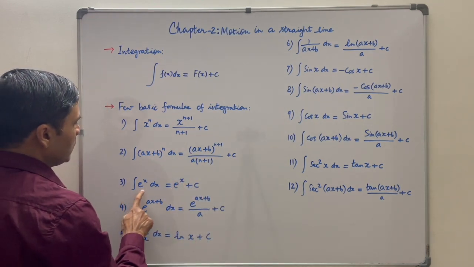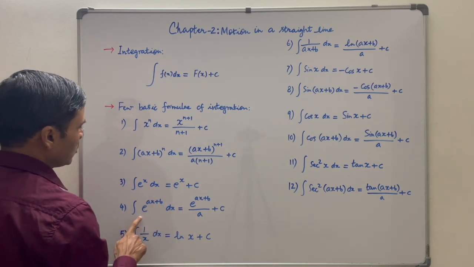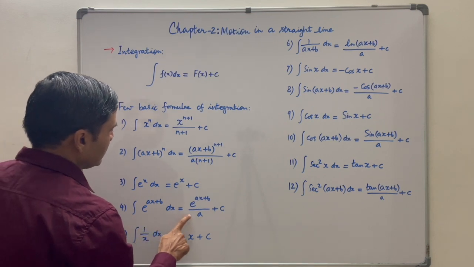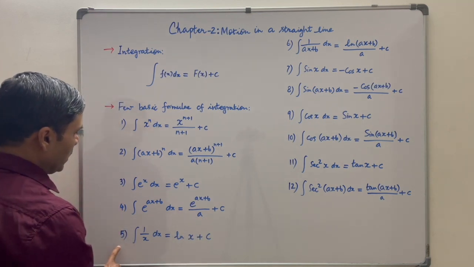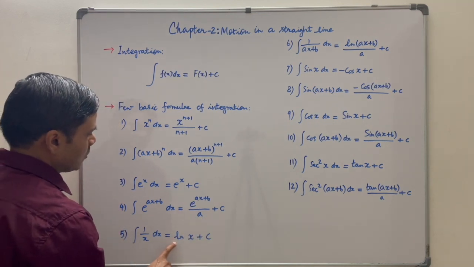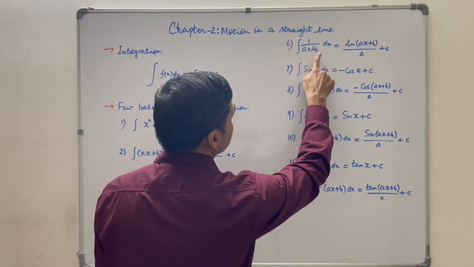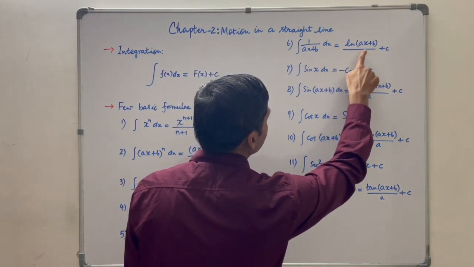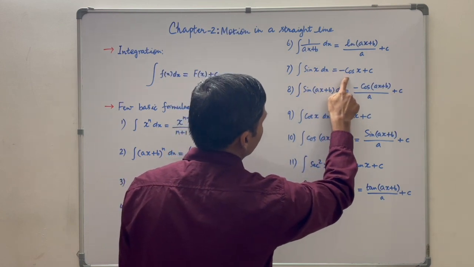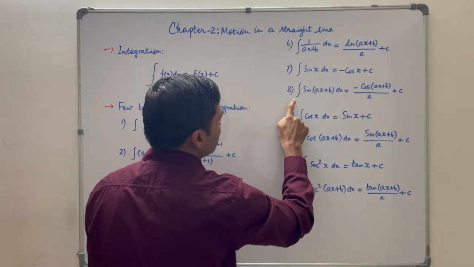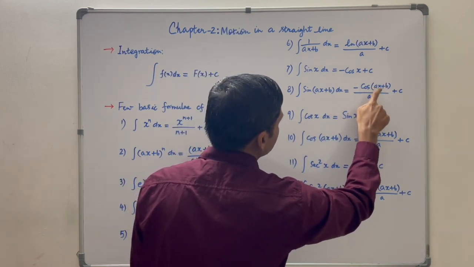Third one, integration of e to power x dx is e to power x plus c. Fourth one, integration of e to power (ax plus b) dx is equal to e to power (ax plus b) upon a plus c. Fifth one, integration of 1 by x dx is equal to ln x plus c. Sixth one, integration of 1 by (ax plus b) dx is ln (ax plus b) upon a plus c. Seventh one, integration of sin x dx is equal to minus cos x plus c.